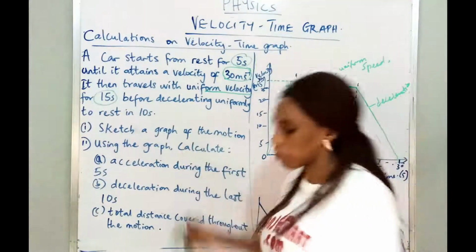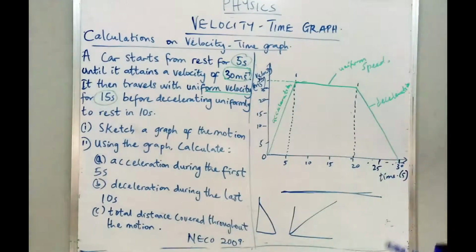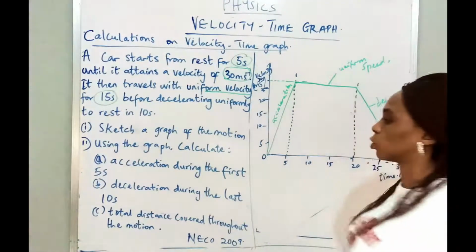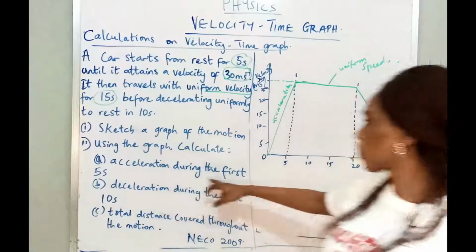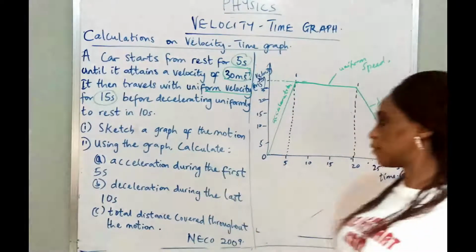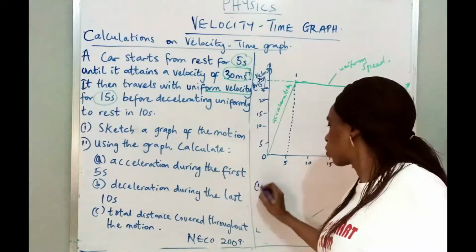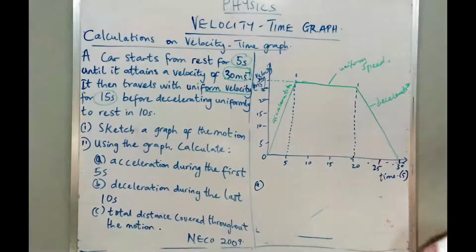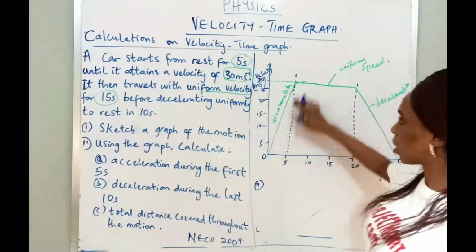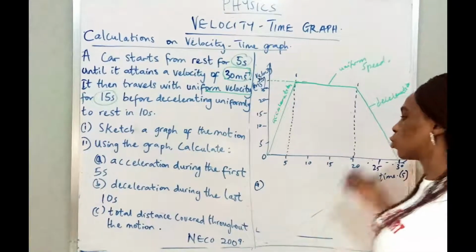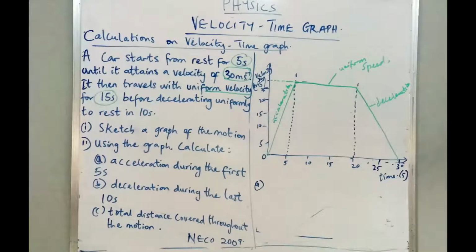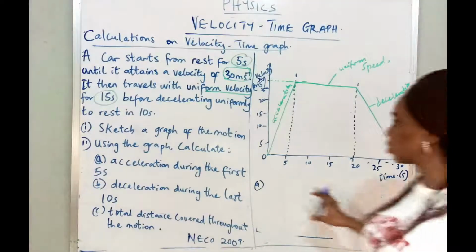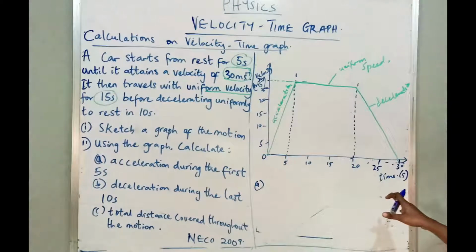So the question is, sketch a graph of the motion. This is what we have just done. Now the second question says, using the graph, calculate the acceleration during the first 5 seconds. This is the first 5 seconds. I told you here is the acceleration. To find the acceleration, you agree with me that this is a right-angle triangle. So we could either use the formula for a triangle, or we use the formula for acceleration.